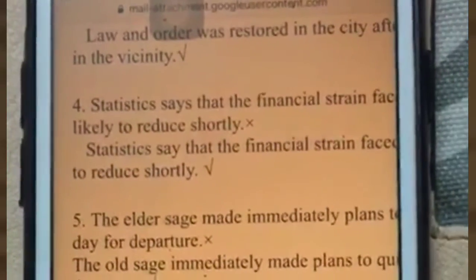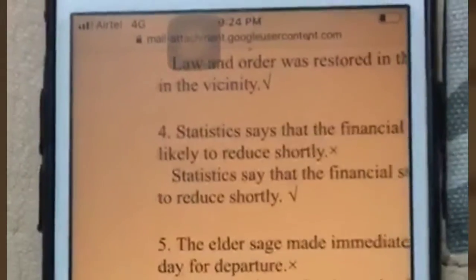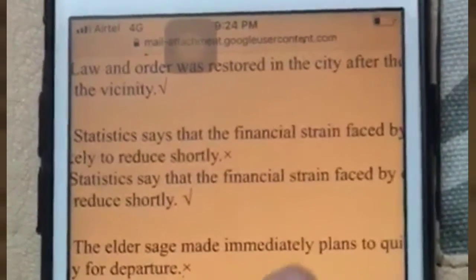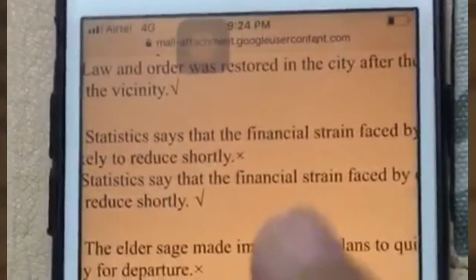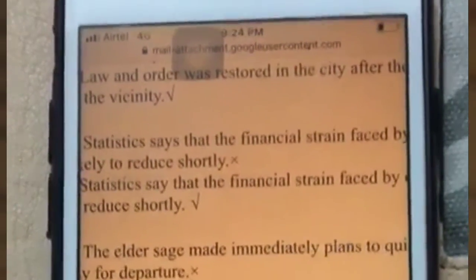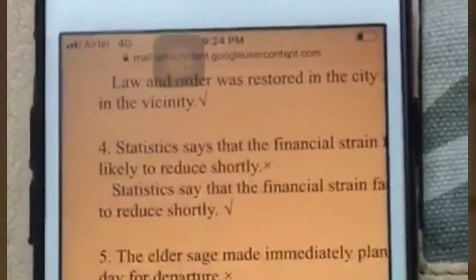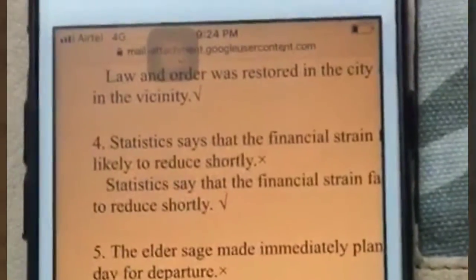Okay, and look at the meaning of the sentence also. "Next, the elder sage made immediately plans to quit earthly life and choose an auspicious day for departure." All right. Now, "elder sage made immediately." What is "immediately"? It is an adverb of frequency, and we have learned that adverbs of frequency must come before the verb. Okay, that's the first mistake.